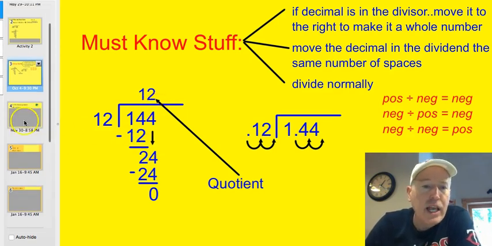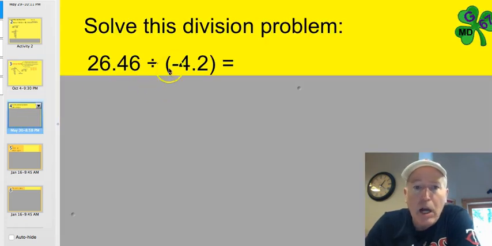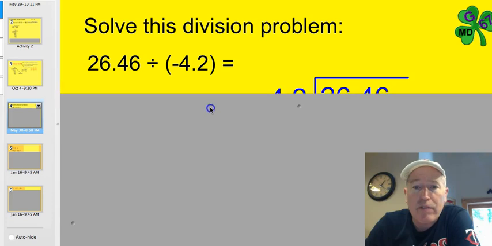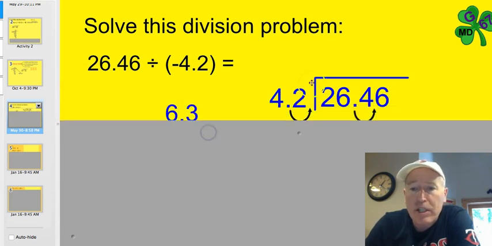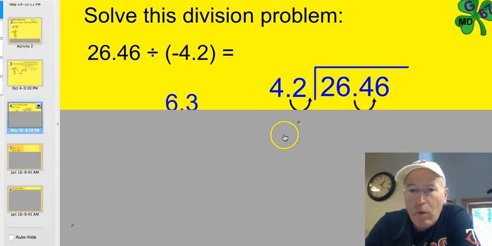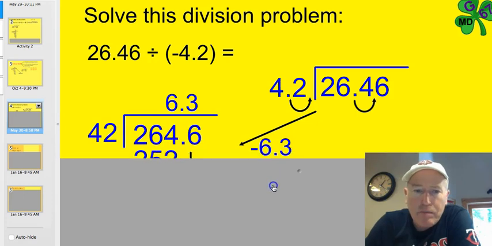All right, let's take a look at a decimal problem. Here we have 26.46, and we're going to divide it by a negative 4.2. First thing we're going to have to do is deal with that decimal in the divisor. So you can see that I wrote out the problem. I've got my 4.2 here. I'm going to multiply it by 10, or move that decimal 1 spot. I'm going to do the same thing in the dividend. Move it 1. So here's my new problem.